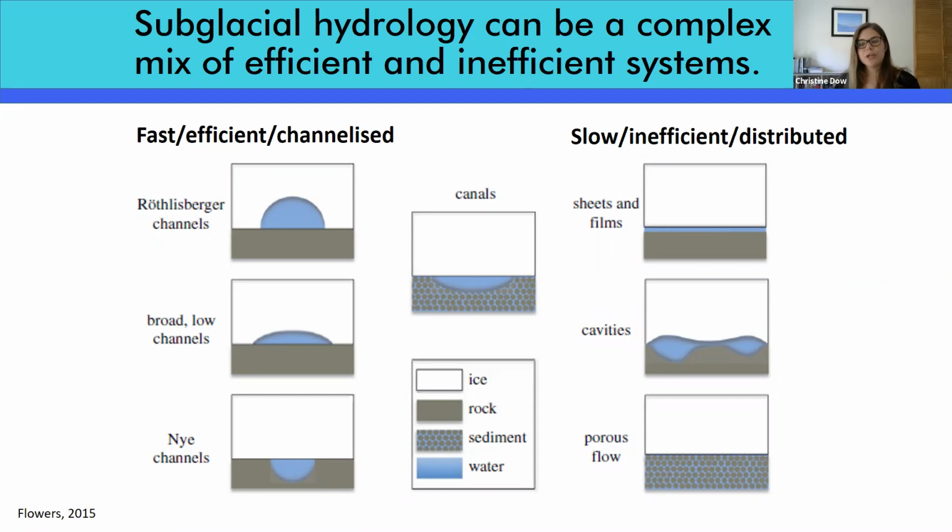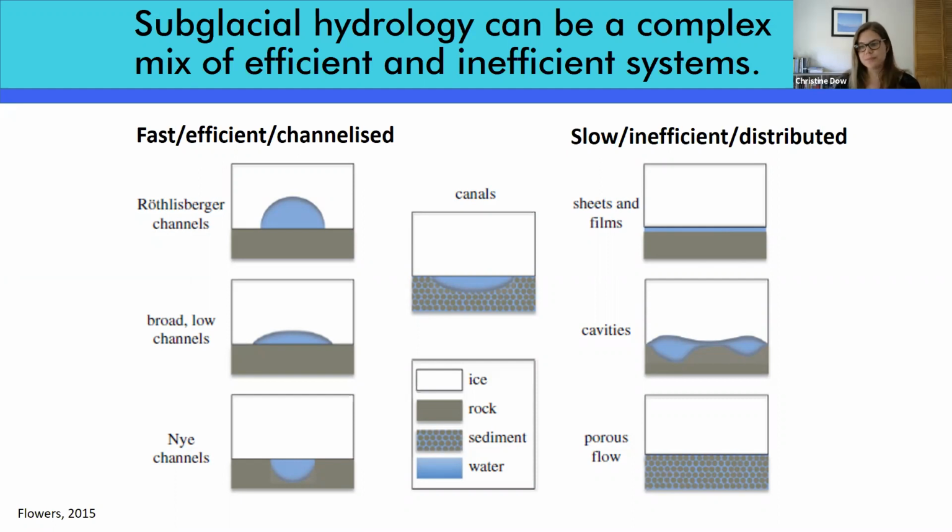Now, the problem is when it comes to trying to replicate that in a model, we really don't have enough information. It's very likely that a lot of these systems are varying on small spatial scales. So you could have a patch of sediment here, a patch of rock here. And first of all, it'd be very difficult to try and numerically code that up in a model. But possibly more importantly, we really don't have enough data.